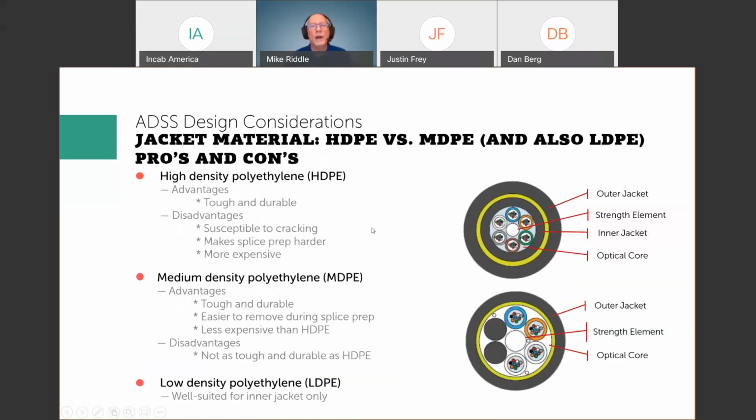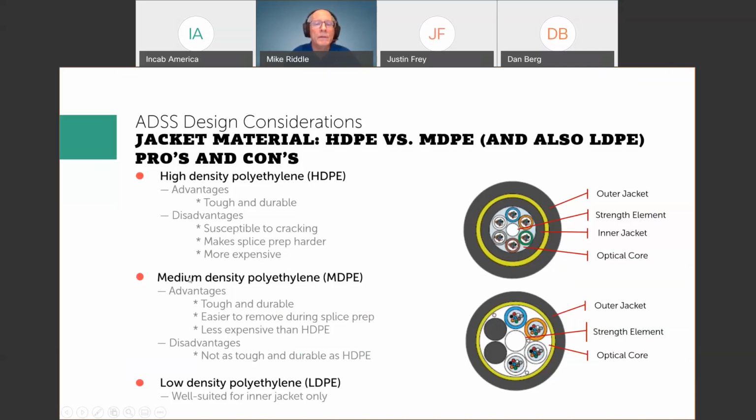Next up, jacket material. You've got two choices, and not really a third. The two choices are high density polyethylene, HDPE, and its advantages are it's tough and durable, but the disadvantages are it's susceptible to cracking, especially at low temperatures. It does make splice prep harder. It makes it significantly harder to get into the cable, and it is more expensive.